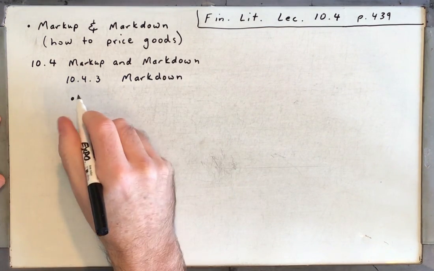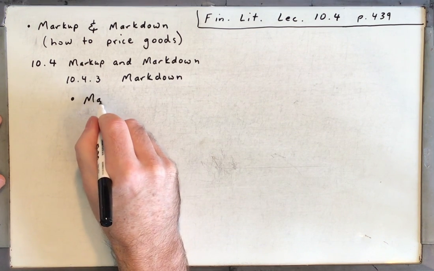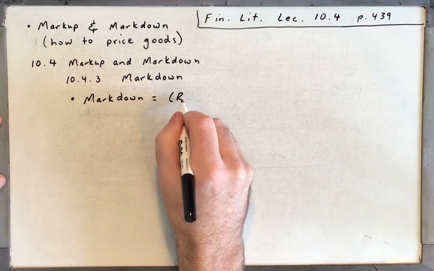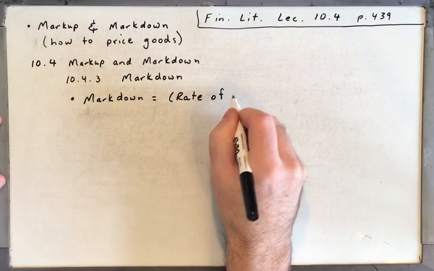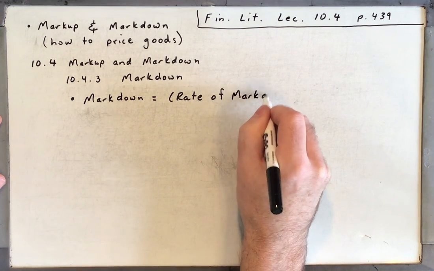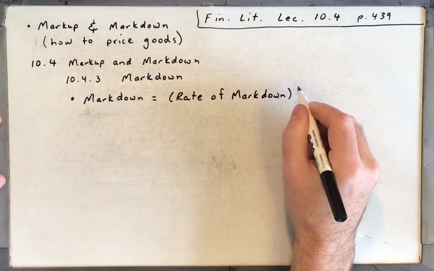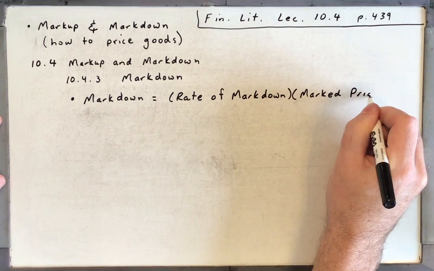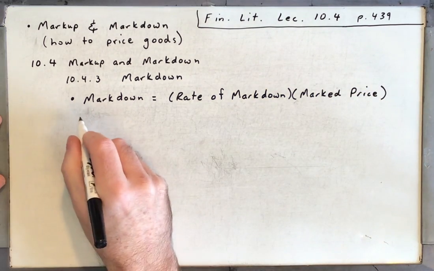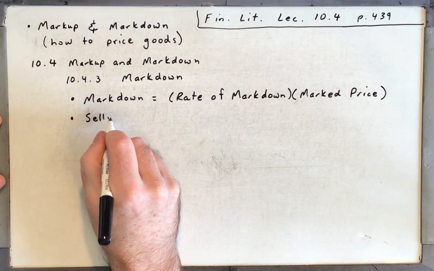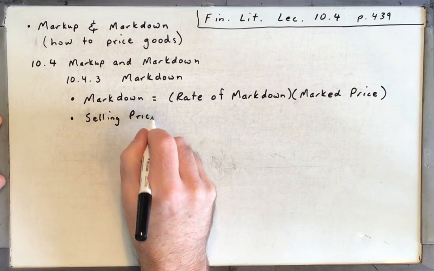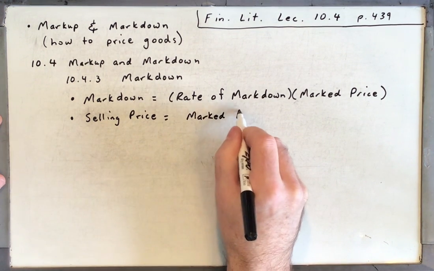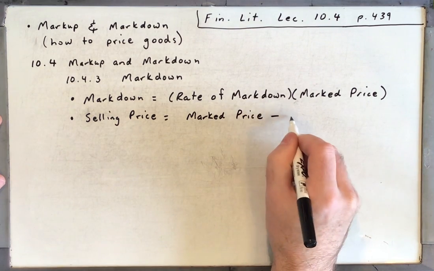Okay, so a couple of vocabs here. Markdown is equal to the rate of markdown, so that'll just be a decimal, times the marked price. And then the selling price is equal to the marked price minus the markdown.